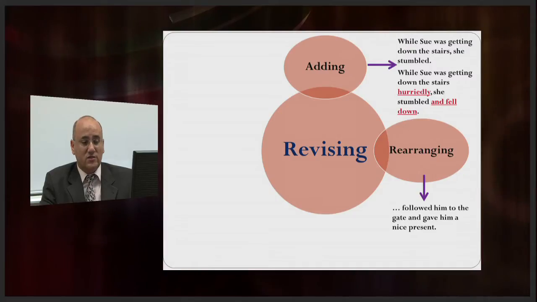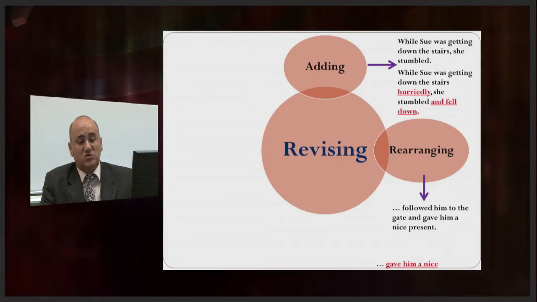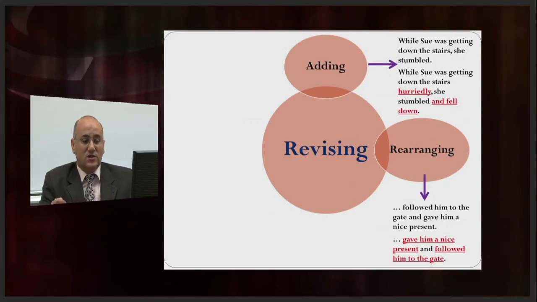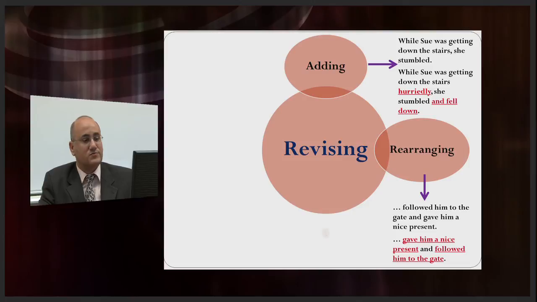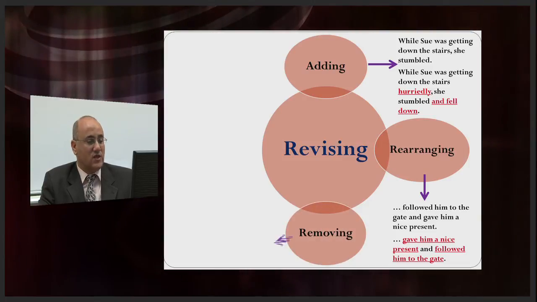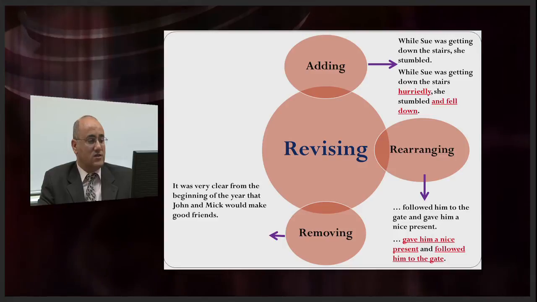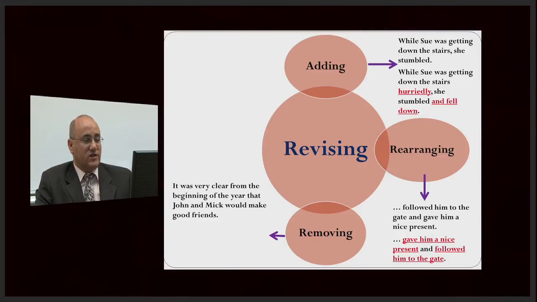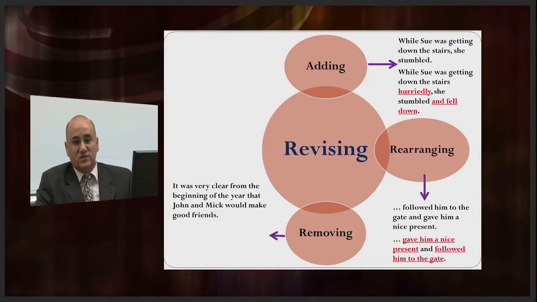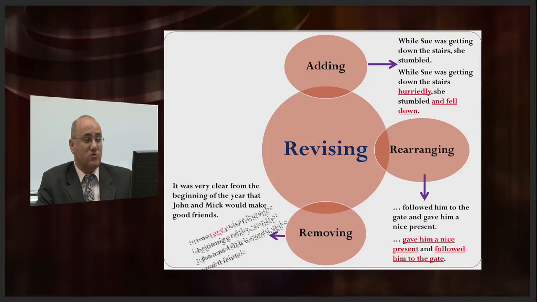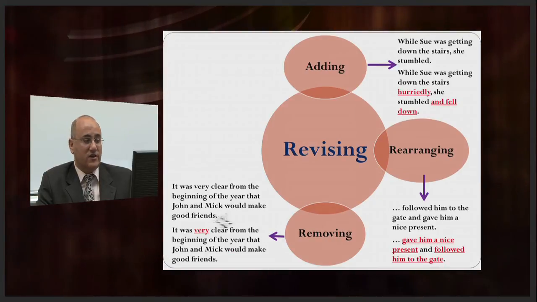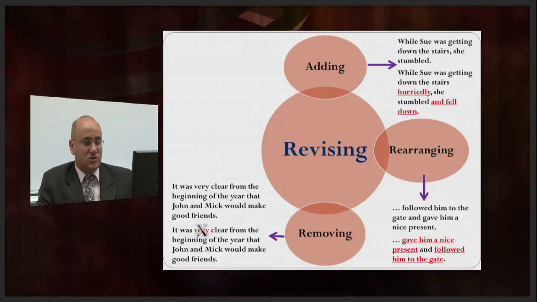Rearranging. I'll give you an example and let's see how we can arrange it. Followed him to the gate and gave him a nice present. Sometimes you need to rearrange like this: He gave him a nice present and followed him to the gate. Removing. This sentence: it was very clear from the beginning of the year that John and Mick would make good friends. What can we remove from here? Look, this word can be removed: the word very, because there's no need to use this word.